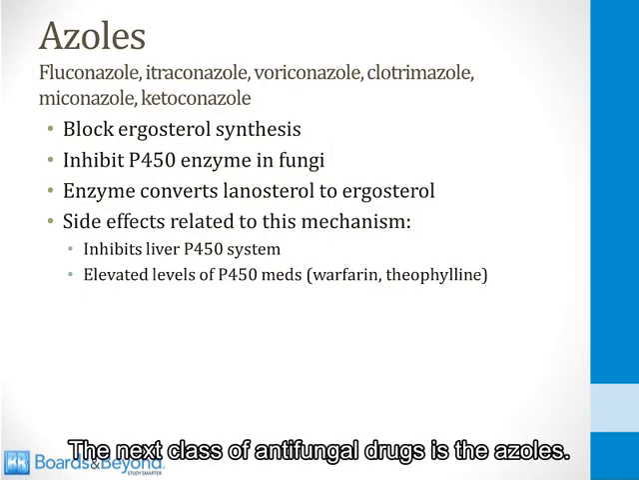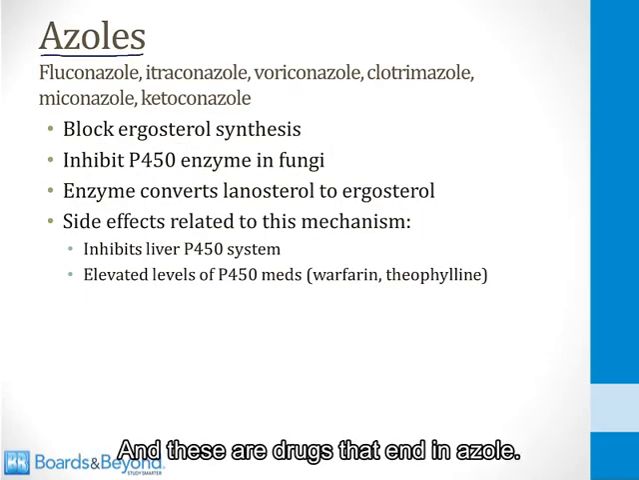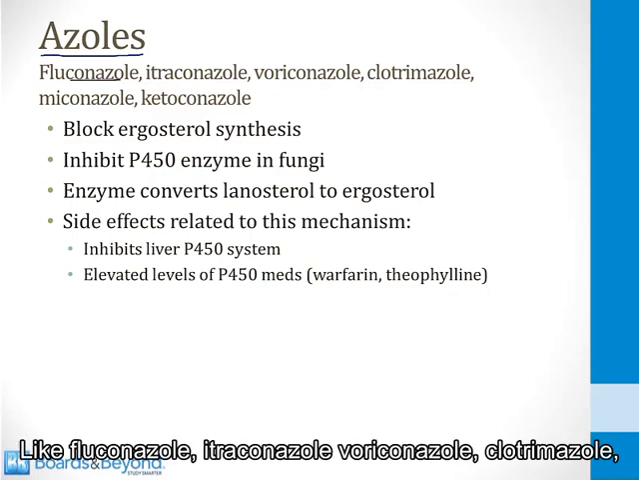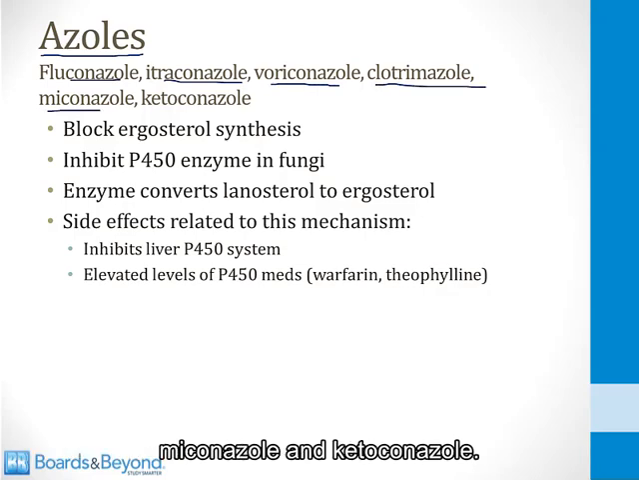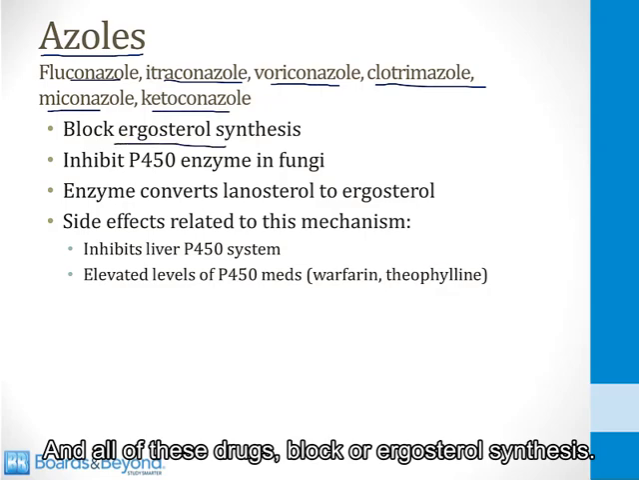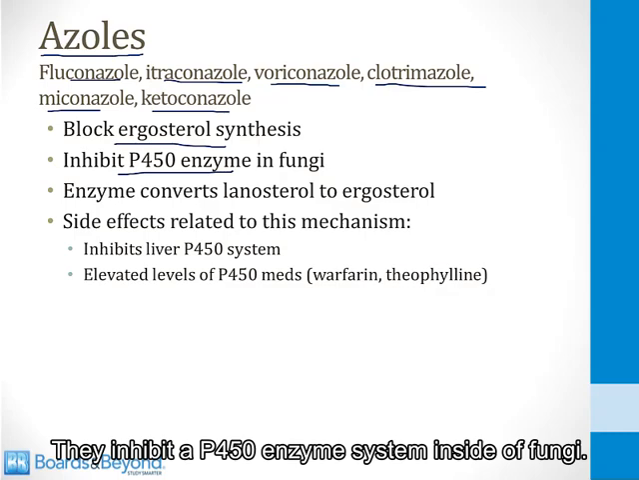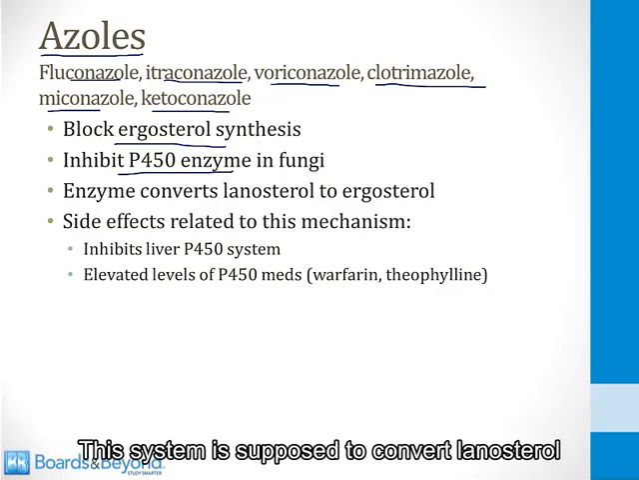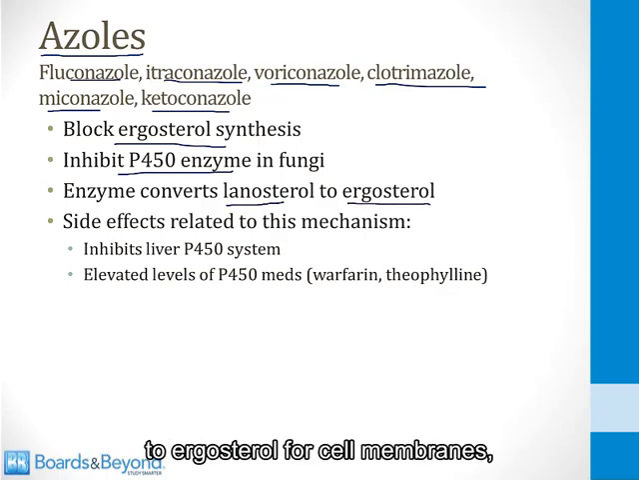The next class of antifungal drugs is the azoles, and these are drugs that end in azole, like fluconazole, itraconazole, voriconazole, clotrimazole, miconazole, and ketoconazole. And all of these drugs block ergosterol synthesis. They inhibit a P450 enzyme system inside of fungi. This system is supposed to convert lanosterol to ergosterol for cell membranes, but it gets inhibited by the azole drugs.